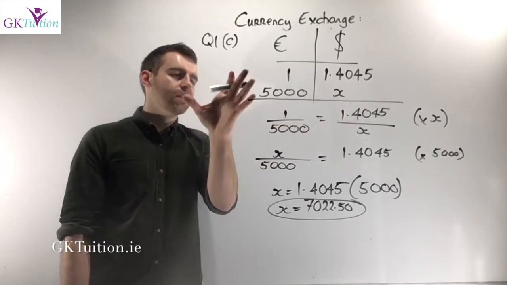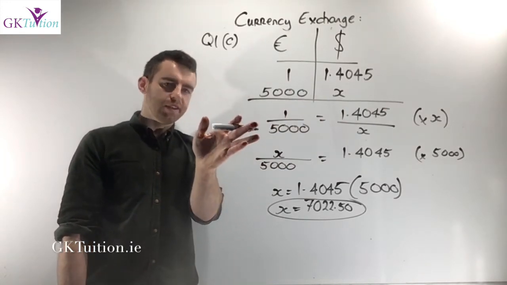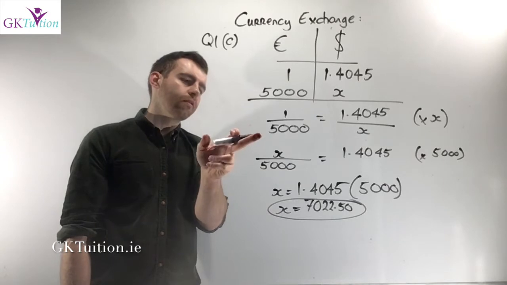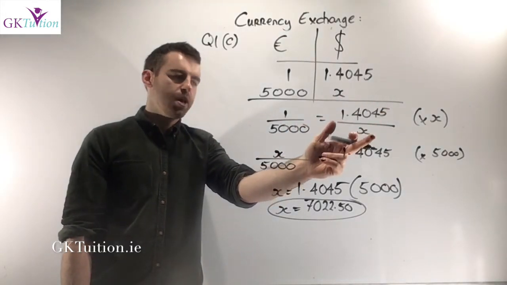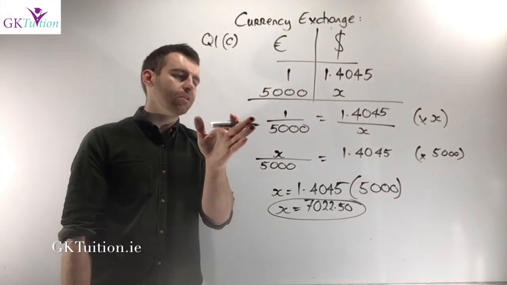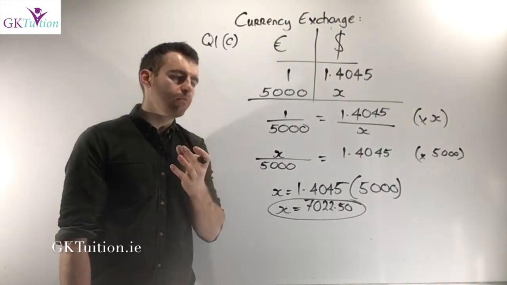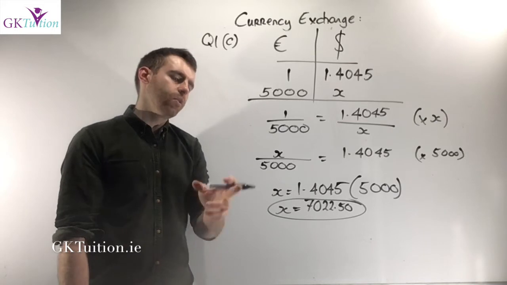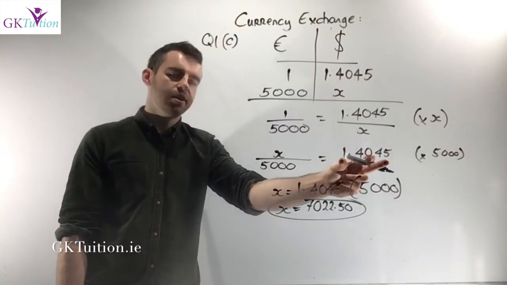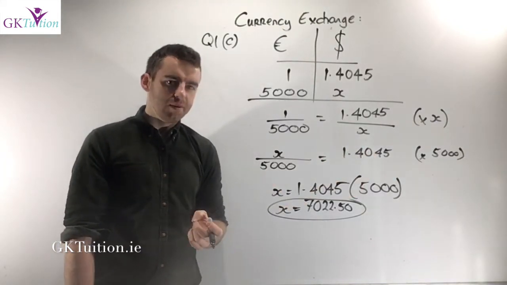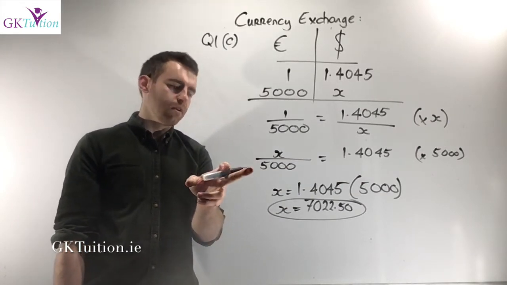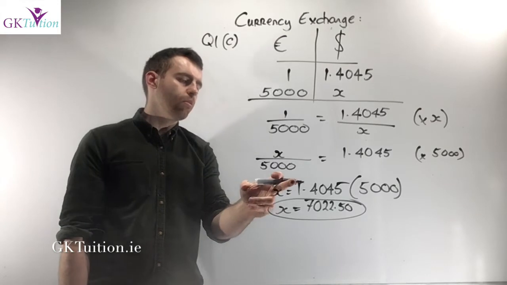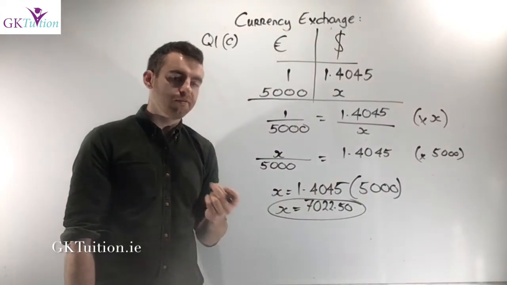So once you've set that up, you're allowing yourself to write these as fractions. I can say that 1 over 5,000 is equal to 1.4045 over x. And then what I decided to do at this stage was eliminate the fraction on the right hand side by multiplying both sides by x, in which case I get x over 5,000 is equal to this figure. Then I decided to eliminate the fraction on the left hand side by multiplying both sides by 5,000, in which case I get x times 1.4045 times 5,000.